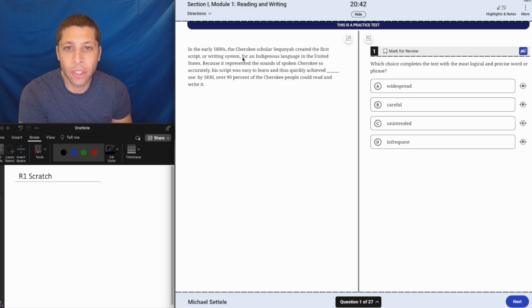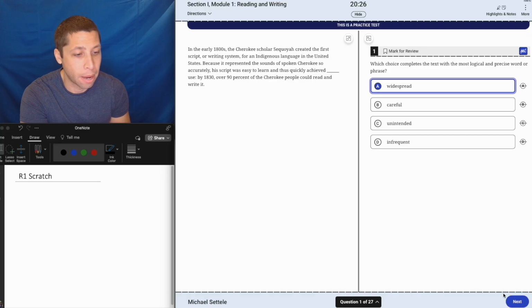In the early 1800s, the Cherokee scholar Sequoyah created the first script or writing system for an indigenous language in the United States. Because it represented the sounds of spoken Cherokee so accurately, his script was easy to learn and thus quickly achieved blank use. By 1830, over 90%. So yeah, it's something like widespread. Perfect. Yeah, good, easy.